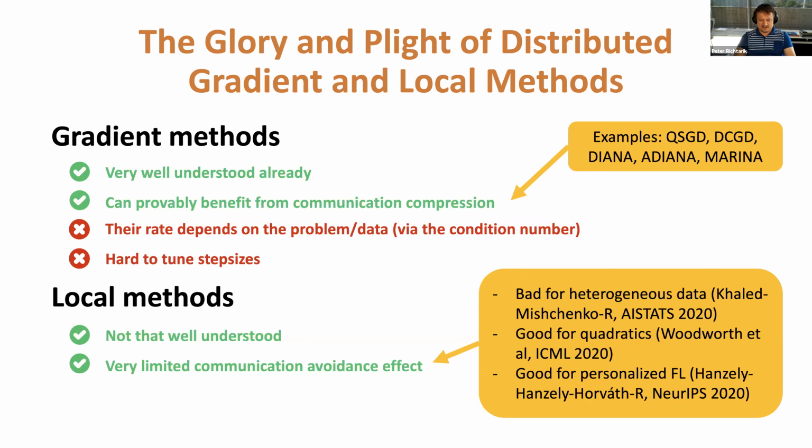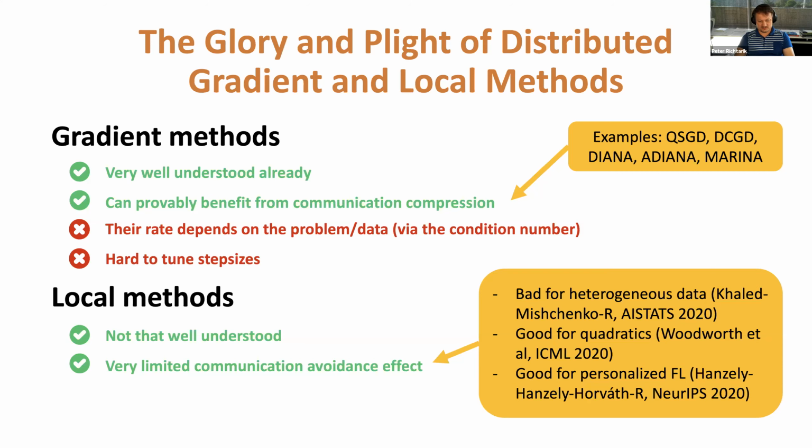However, this effect is not mirrored in theory. For instance, for heterogeneous data setup, which is of utmost importance in federated learning, we kind of know that these local steps are not helpful. They are helpful for quadratics when you compare, let's say, to mini-batch SGD, as was shown by Woodward and co-authors in ICML 2020 paper. And they are also good if you think of federated learning as personalized federated learning.